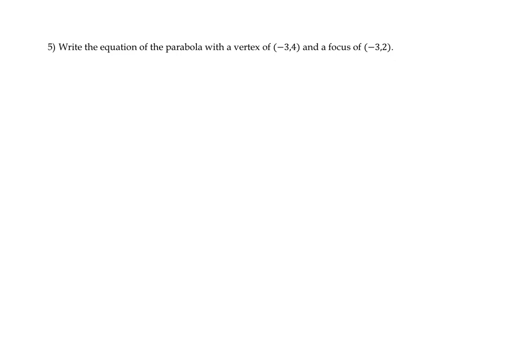Okay, write the equation of parabola with a vertex of negative 3, 4 and a focus of negative 3, 2. So I'm going to go over there and do negative 3, 4. I'm just sketching. This is my vertex at negative 3, 4. And then I have a focus that's at negative 3, 2. So I'm going to immediately see that the distance between here is 2. So that makes my P equal 2.